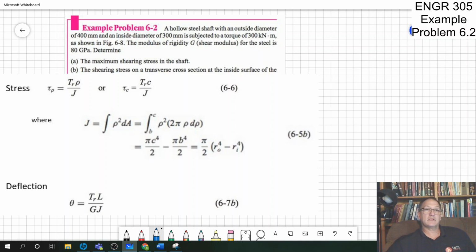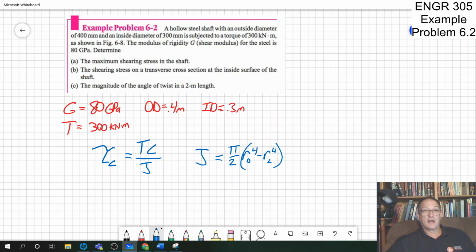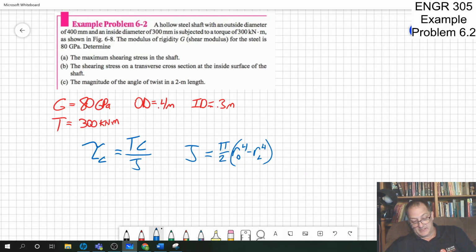C, I know what that is. So I've got T, I've got C, I've got J. I can calculate the maximum shearing stress. That's part A. So I'll hide the equations. The biggest thing on these is making sure that I'm working with the radius and not the diameter. But that's easy enough.